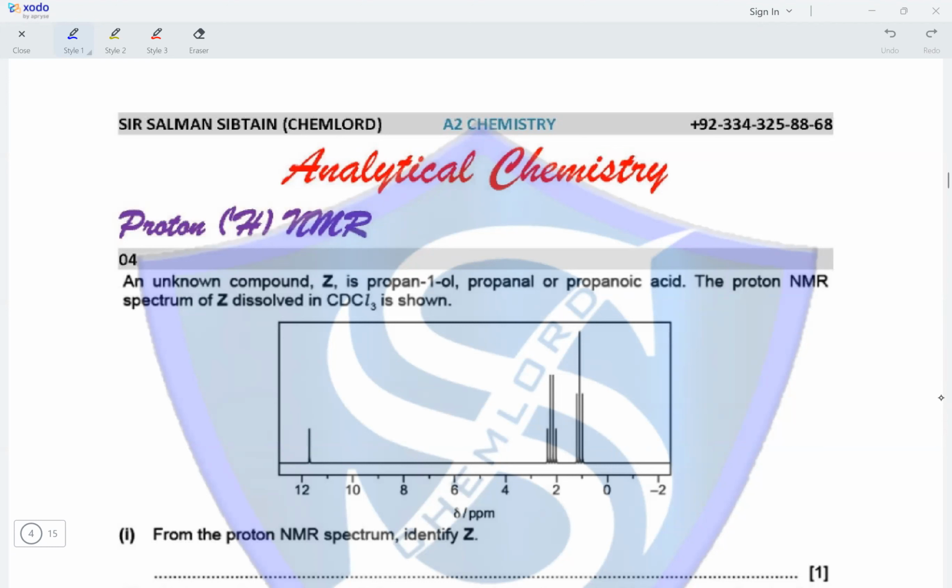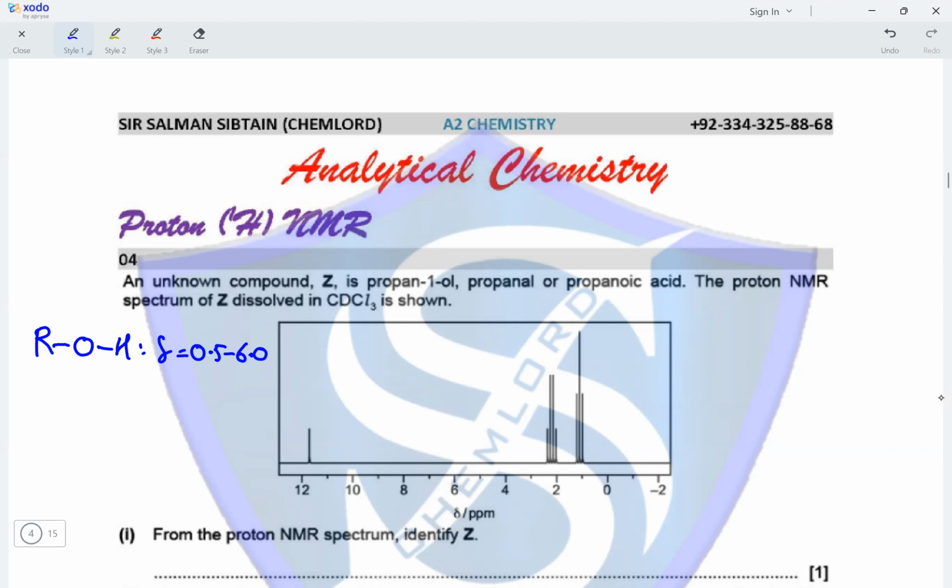Question 4. An unknown compound Z is propan-1-ol, propanal, or propanoic acid. The proton NMR spectrum of Z dissolved in CDCl3 is shown. From the proton NMR spectrum, identify Z. So, in order to identify Z, if we look at the functional groups, the peak for the alcohol group ROH lies in the chemical shift range of 0.5 to 6.0 ppm, and this would be a singlet peak. So, we cannot see any peak in this region.